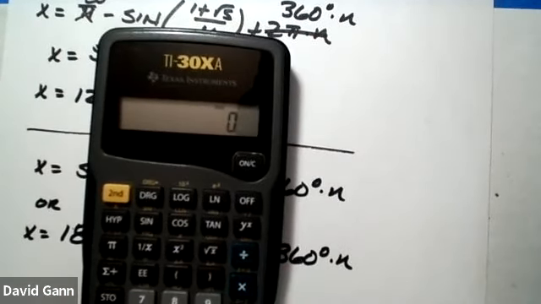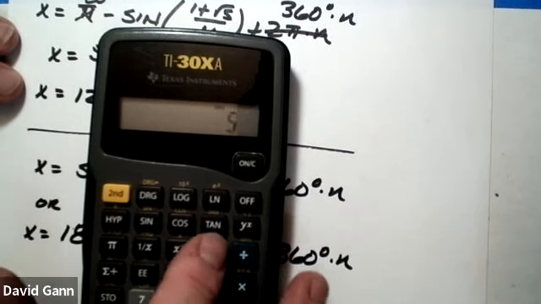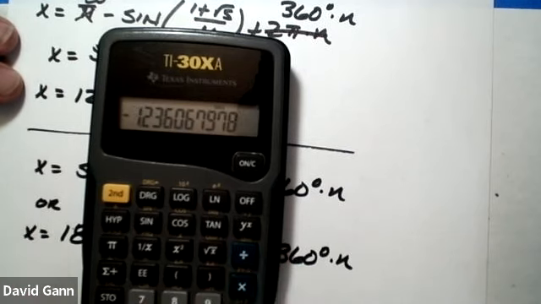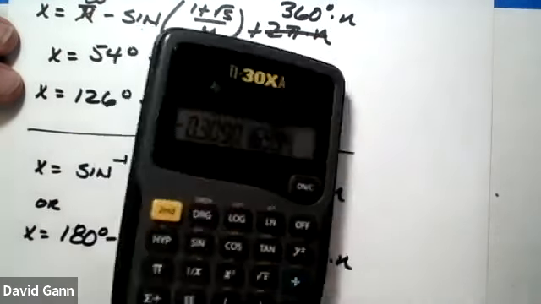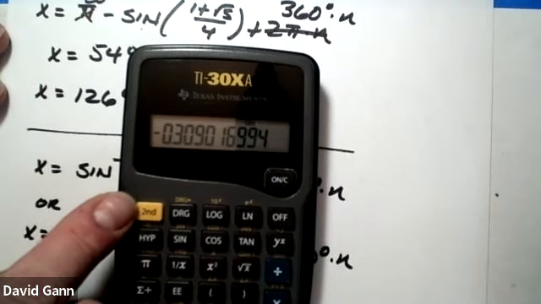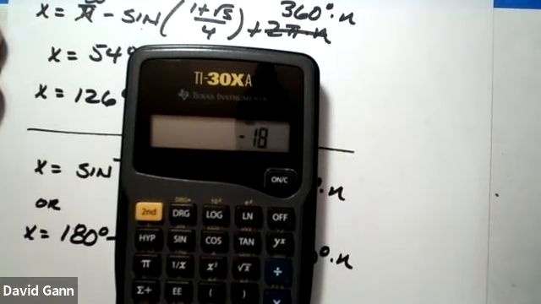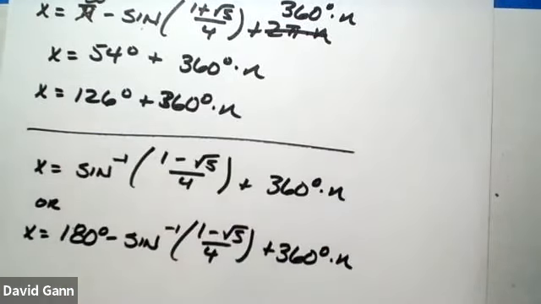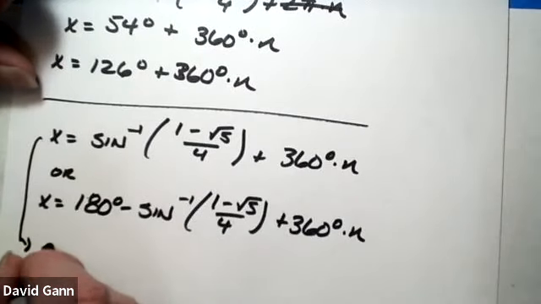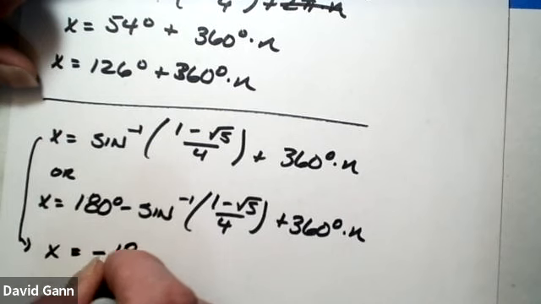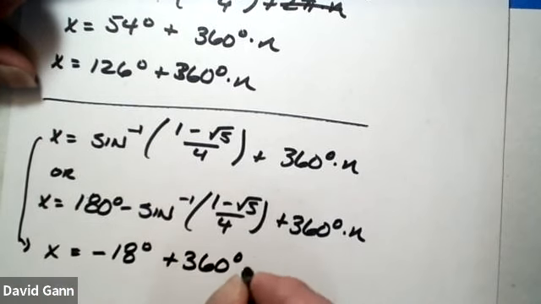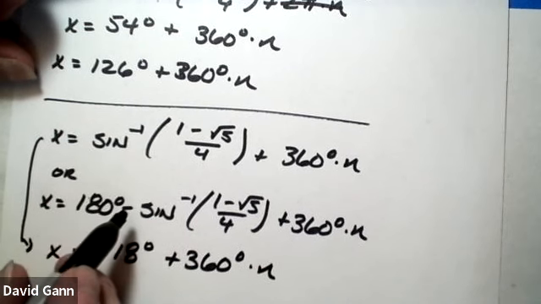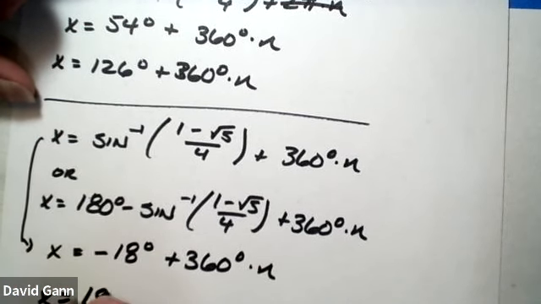So first we have 1 minus square root of 5, divide by 4. Oh, it's going to be negative, so it might be negative 18. And then let's take the inverse sine, and there it is. It's that negative 18 degrees, which is very nice. So this equation then reduces to x equal negative 18 degrees plus 360 degrees times n. And this second one will be 198 because we're subtracting a negative. So 198 degrees plus 360 degrees times n.